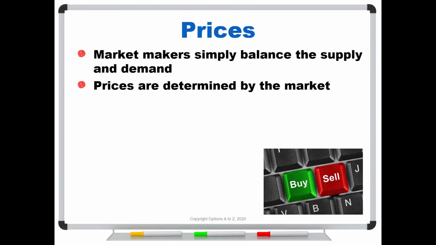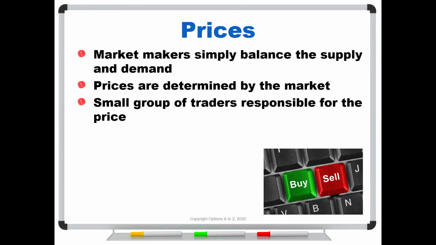Prices are determined by the market. However, within this market, there's a small group of traders who are responsible for the price that you're seeing on the board. And these are called the marginal pairs. Probably never heard that term before, but it's an important concept. And as we're going to find out, it's really 4 traders at any given time who are responsible for the prices that you're seeing on the board.